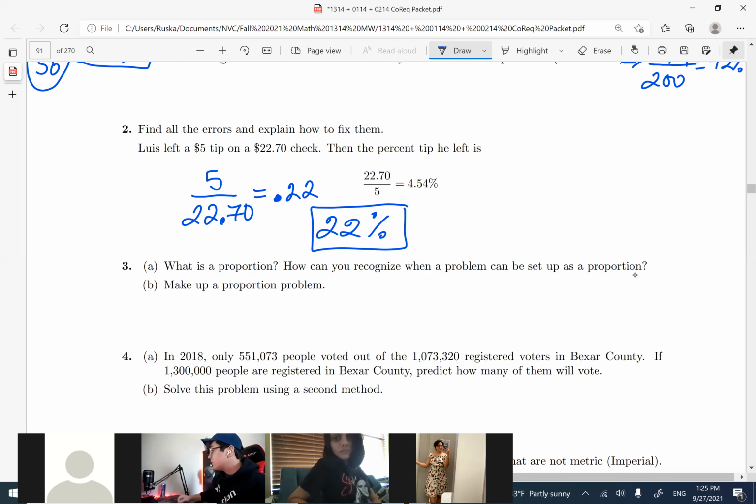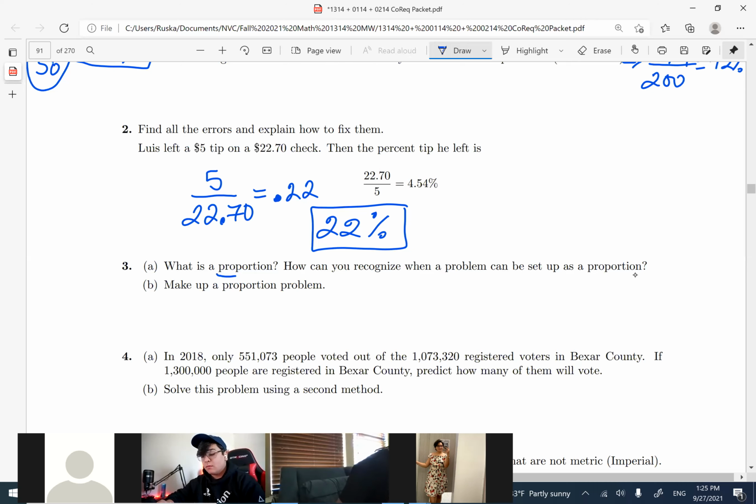Okay. The next one. Sorry, not population. What is proportion? And how do you recognize that the problem can be set up as a proportion? And then make up a proportion problem. So what is proportion first? Do you remember?